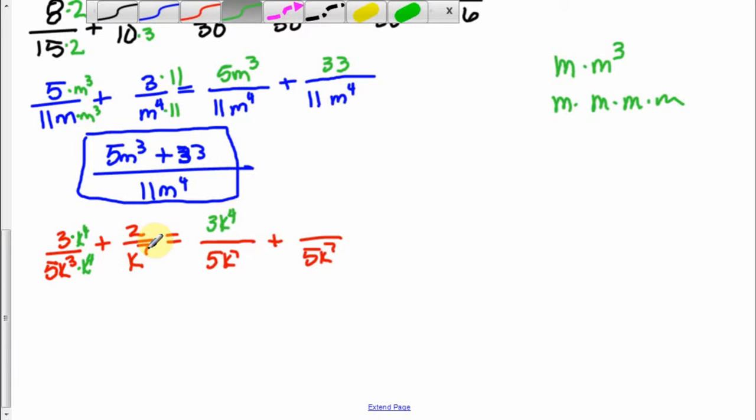What did I multiply k to the seventh by to get to 5k to the seventh? Just 5. So 5 times that, and then I just like to show it so I don't forget it. If you get this, you probably aren't going to be showing this little step right here. But 5 times 2 is 10.